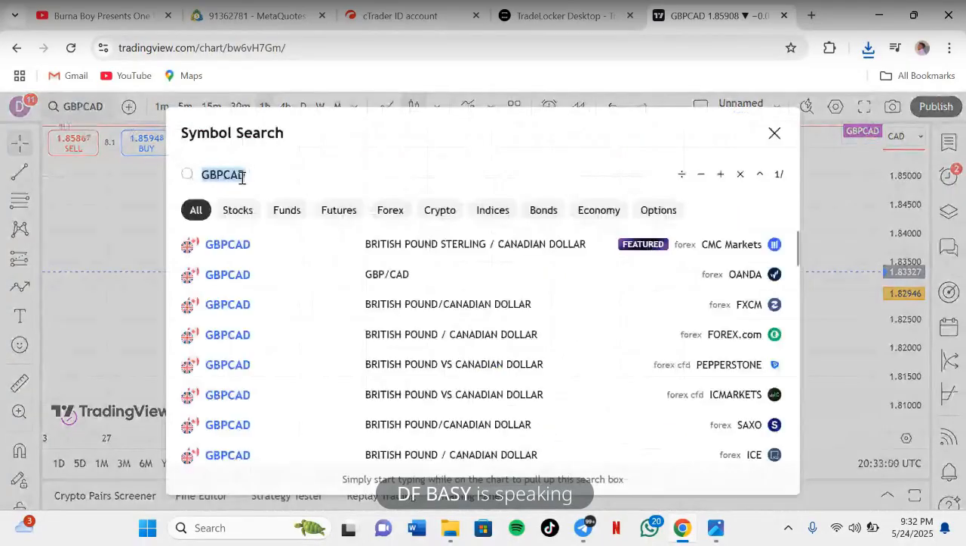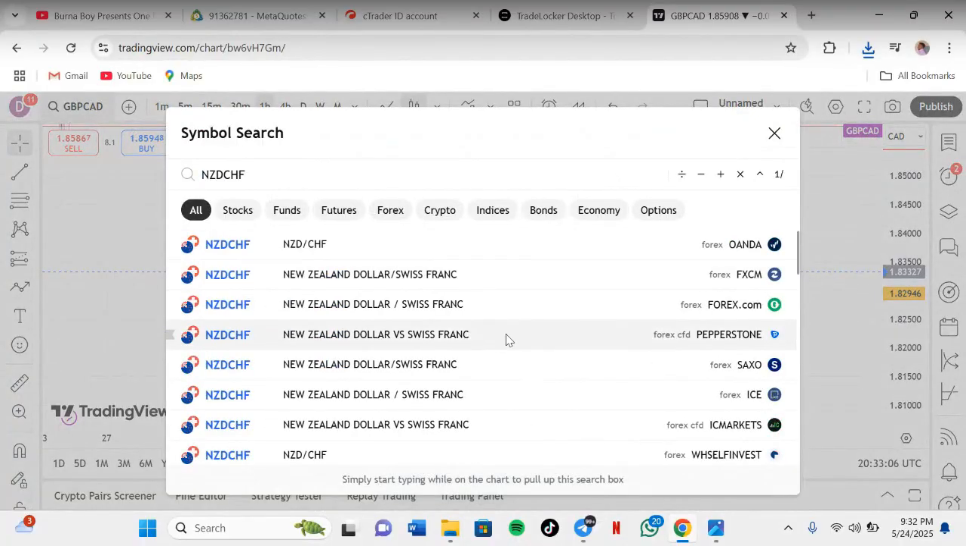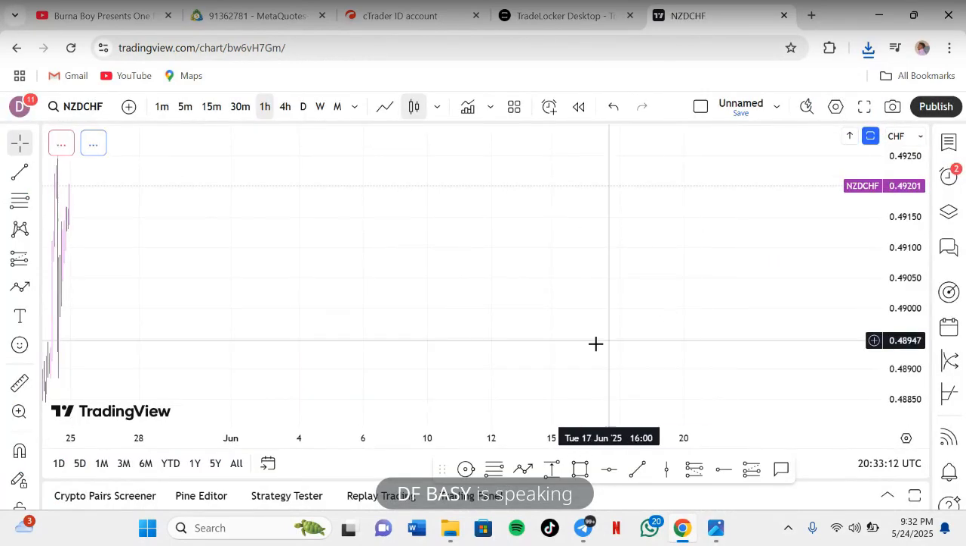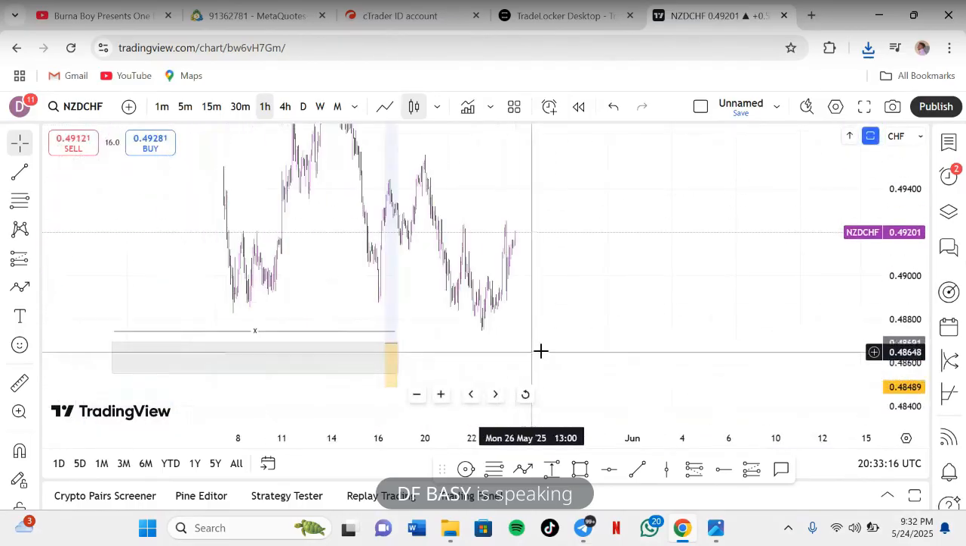Okay, now still using NZDCHF. You see NZDCHF now. Let me identify a bearish market. What I'll just do is flip this market upside down.